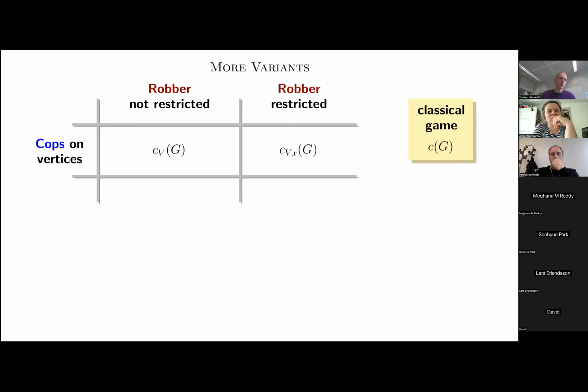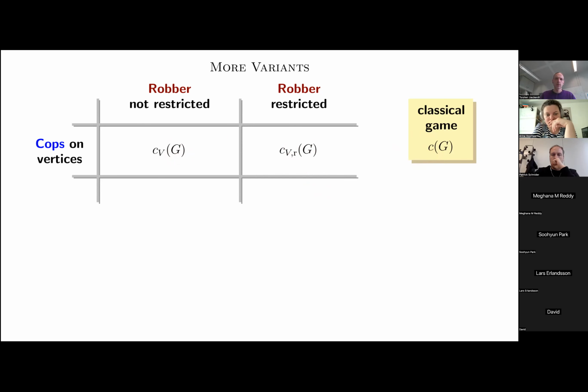Okay. And the question is, how similar are those numbers? Yeah, so we have seen the cycle with this number being 2, this number being 2, and this number being 3. So they are not always the same, but how different are they?